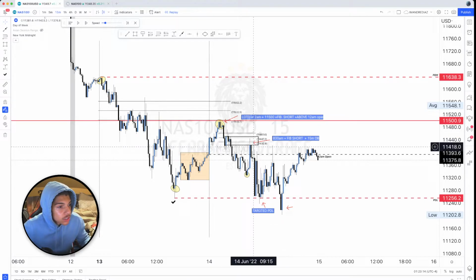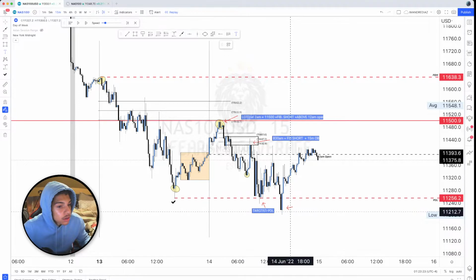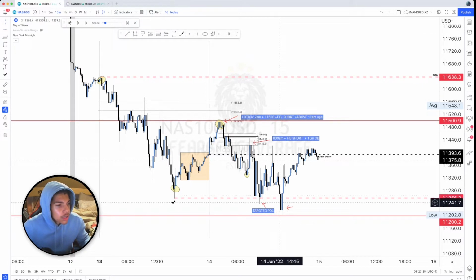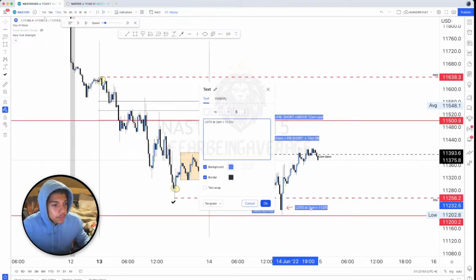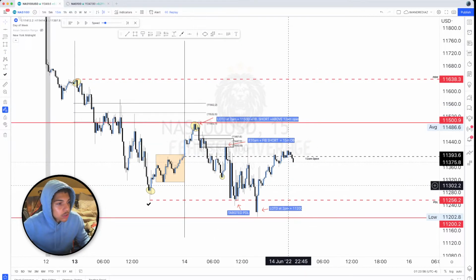Came all the way back into this area before falling off and creating the low of the day at 5:15, which is 2 o'clock. So we had the low of the day at 2 o'clock. Where at? Right down here at 11,200. We didn't tap into it on this feed, but more than likely on a different broker you would have tapped into it. So we have the low of the day at 2 p.m. at 11,200. Just like that. Boom.